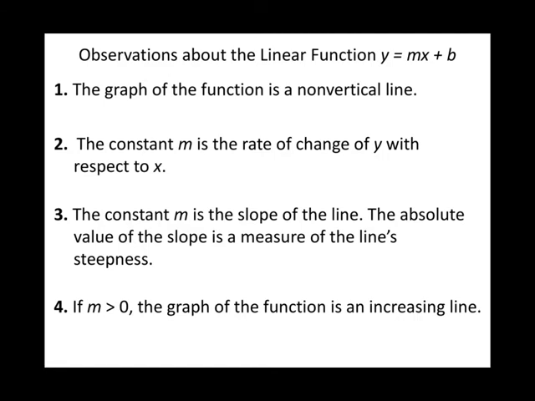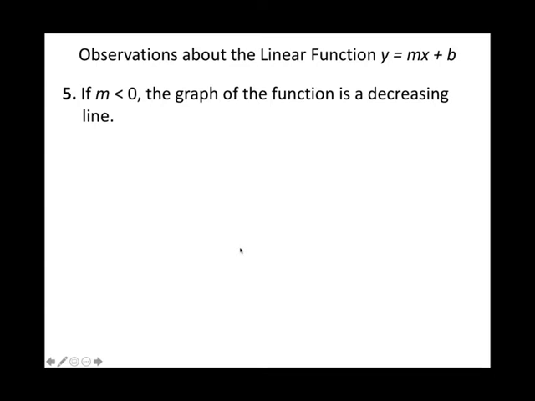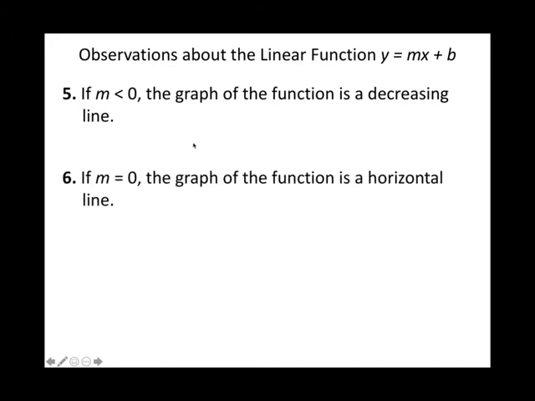Fourth, if m is greater than 0, the graph of the function is increasing. Remember we talked about it in session 7.3. When the line is going up, it is increasing, and the slope is positive. If the slope is less than 0, the graph of the function is a decreasing line. When we have a decreasing line, it's going down, and the slope is negative. And if the slope equals 0, the graph of the function is a horizontal line. So when we have a horizontal line, the slope is equal to 0.